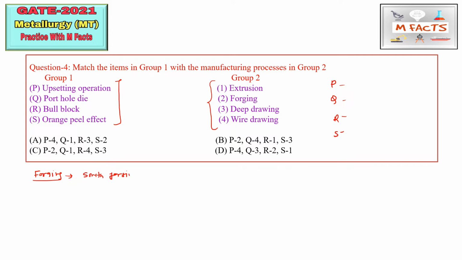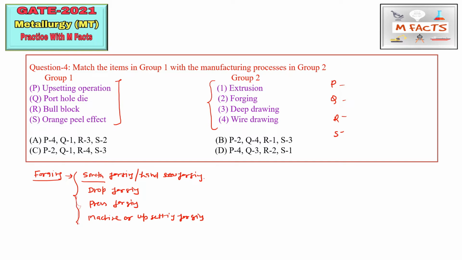The types of forging may be four types. The first is smith forging, or hand forging. The next one is drop forging. These are the types of forging processes. The next one is press forging, the third one, and the fourth one is machine forging, which is also known as upsetting forging. So this upsetting forging is a type of forging process. So P we can match with forging, so P we can match with 2. This is the explanation for the upsetting operation.